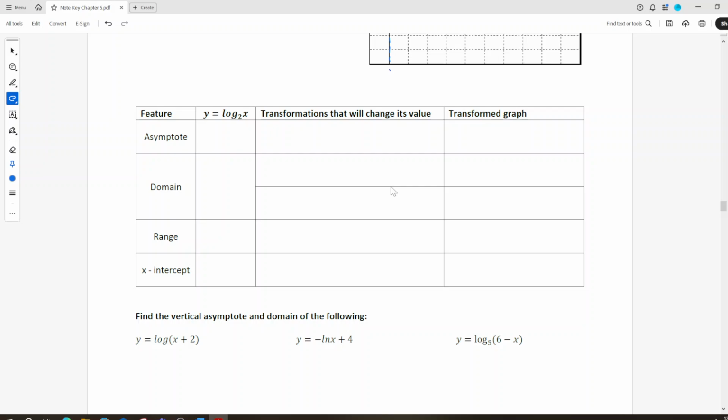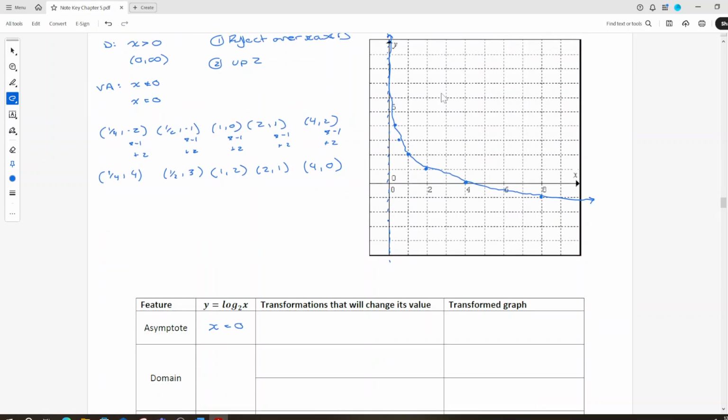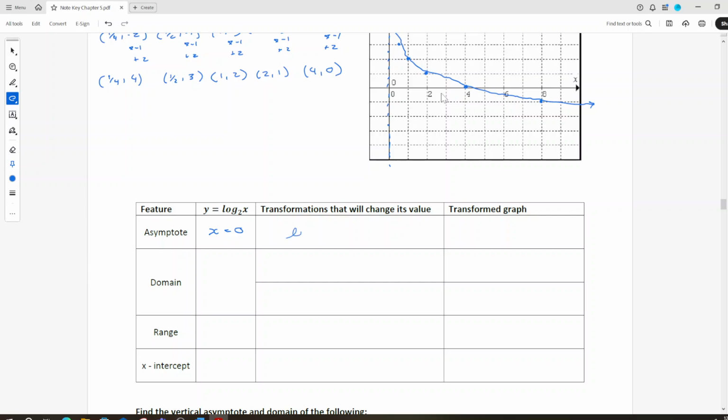If I asked you for the asymptote of any logarithmic graph, normally it's at x is equal to 0. What transformations will change it? What transformations could affect the asymptote? Did moving it up affect it? No. Did a y transformation affect it? No. Really, it's moving it left and right. Those are the only two things that will affect your asymptote.